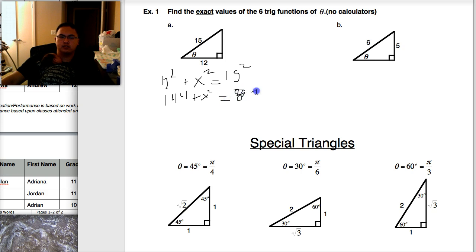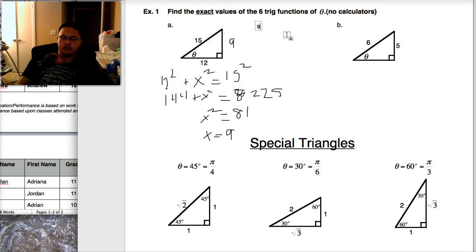Oops, 225. To get x by itself, I'm going to subtract 144 from both sides, which gives me 81. And you know what number squared gives me 81? That's 9. So now I found all three lengths of the triangle. So what I'm going to do, I'll type this out. It might be easier to read.